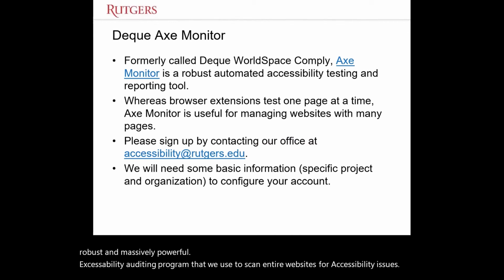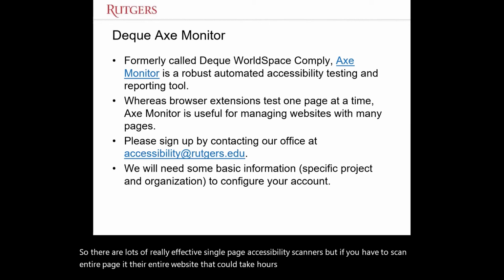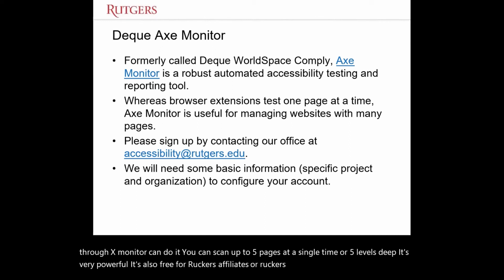So there are lots of really effective single page accessibility scanners, but if you have to scan an entire website, that could take hours. Whereas this automated scanner through Axe Monitor can do it. It can scan up to 5 pages at a single time or 5 levels deep. It's very powerful. It's also free for Rutgers affiliates or Rutgers individuals. You just have to contact our office.